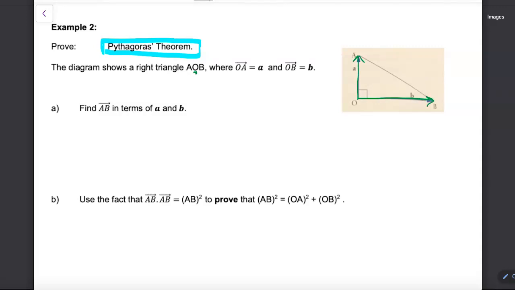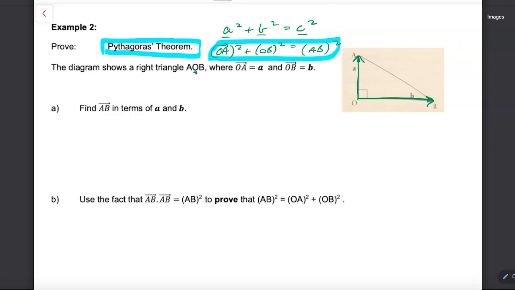So what we essentially want to do, because we know that a squared plus b squared equals what we would call c squared when we would normally use Pythagoras' theorem, we're using vectors to represent it. We basically want to say that OA squared plus OB squared should equal AB squared. So that's essentially what we want to prove is actually true.